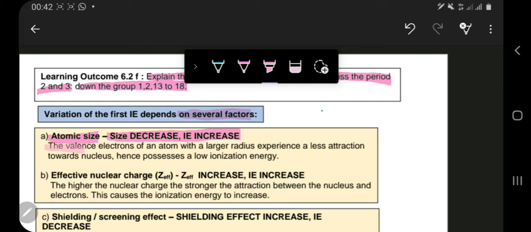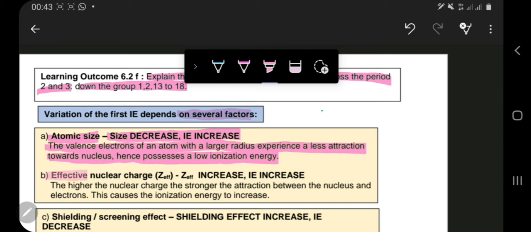Meanwhile, the valence electron of an atom with a larger radius experiences less attraction towards the nucleus, therefore possesses a low ionization energy. So the larger the size of the atom, the less ionization energy is used to remove the valence electron.